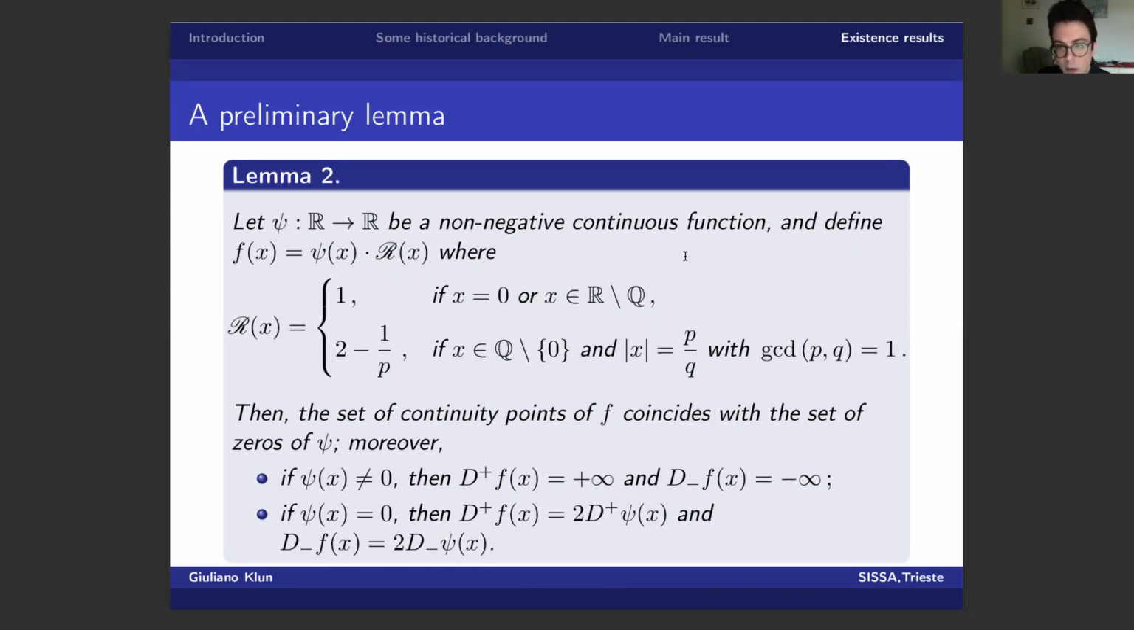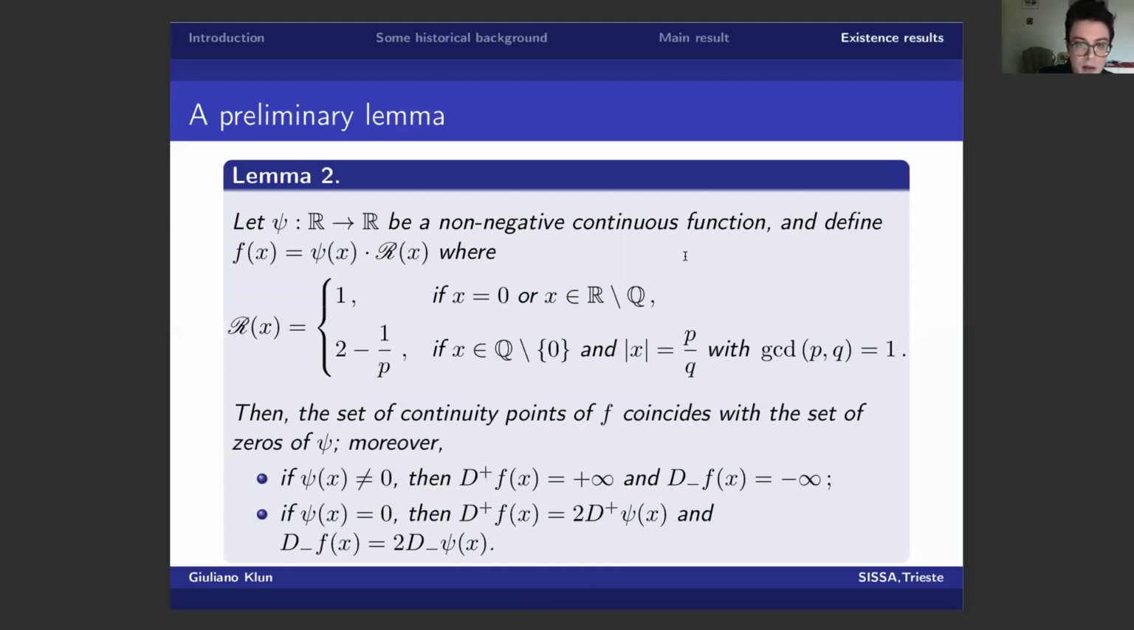we have that the set of continuity points of f coincides with the set of zeros of psi, and moreover, if psi is non-zero, then the upper right derivative and the lower left derivative are respectively plus and minus infinity. And if psi is zero, then the upper right derivative and the lower left derivative of f are 2 times the respectively equal derivative of psi. How to prove this lemma?